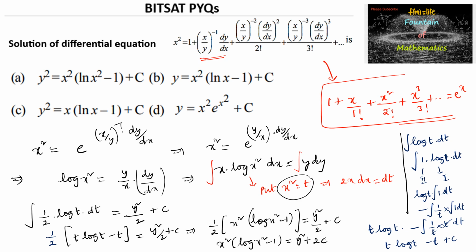x square into log x square minus 1, the constant we can take to the other side, so plus c is equal to y square. So we can choose option A.